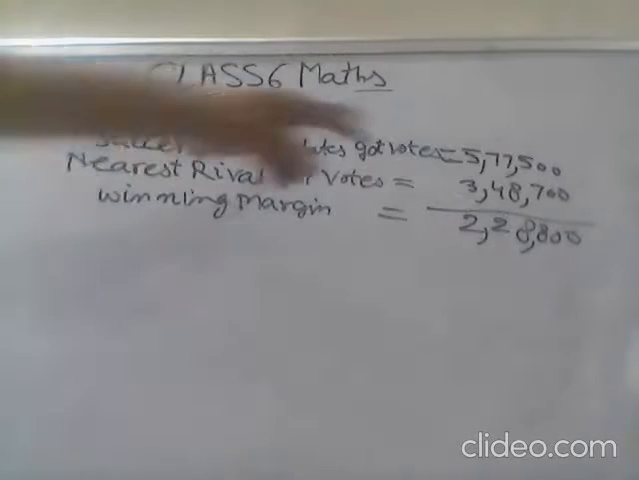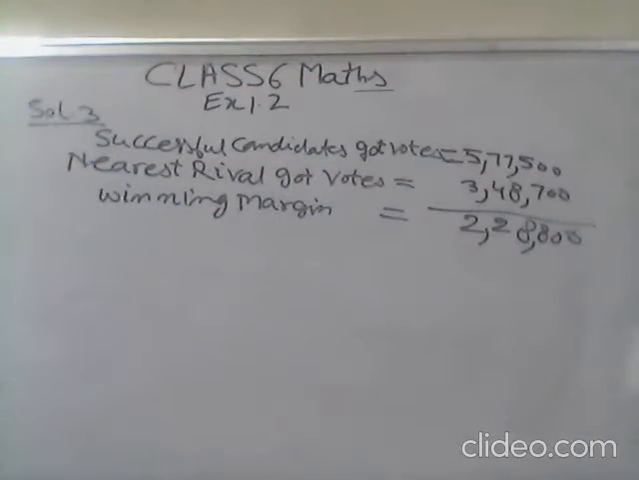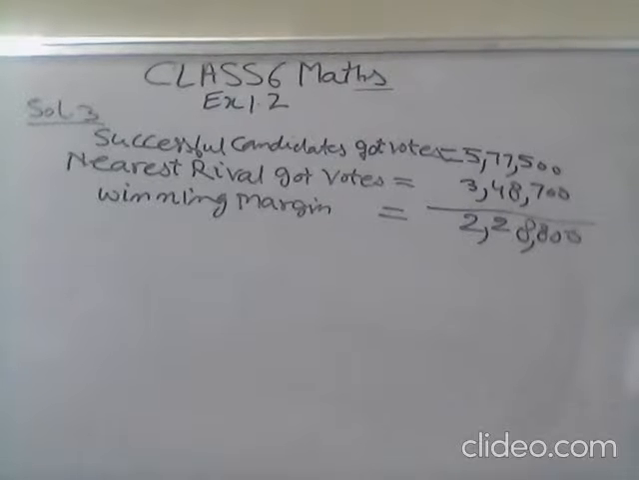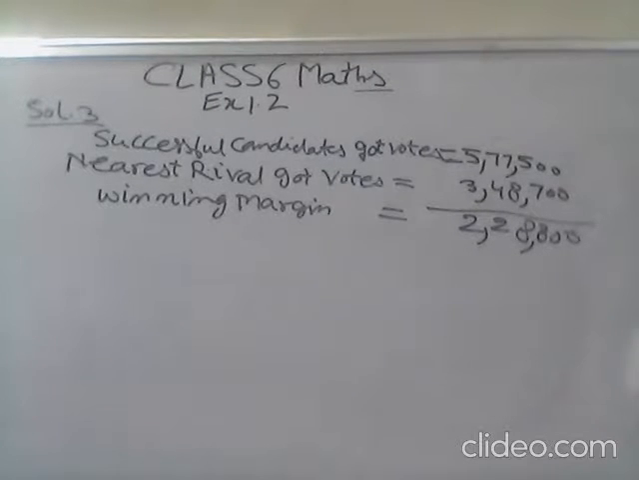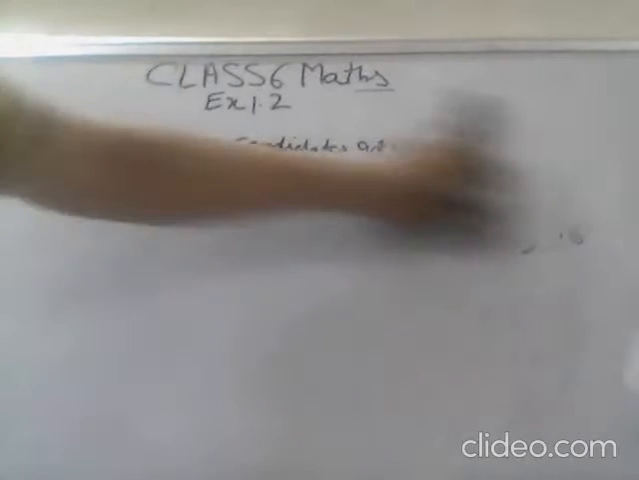Successful candidate got votes 5,77,500. Nearest rival got votes equal to 3,48,700. Winning margin, we will subtract. We get 2,28,800. Now next, fourth.